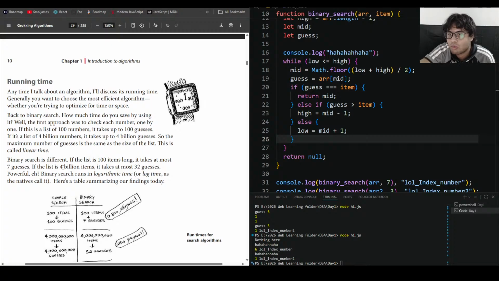Anytime I talk about an algorithm, I'll discuss its running time. Generally, you want to choose the most efficient algorithm, whether you are trying to optimize for time or space. Back to binary search.